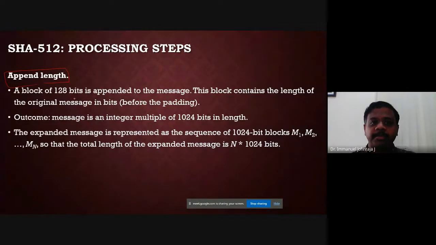A block of 128 bits is appended to the message. This block contains the length of the original message. Before padding, please remember the original message length is L. So the original message length before padding is given in this 128-bit block, which is appended at the end. Everything put together gives blocks of size 1024 bits. So what is the outcome? The message is an integer multiple of 1024 bits in length, N times 1024. The expanded message is represented as M1, M2, up to Mn, so that the total length of the expanded message is N times 1024.